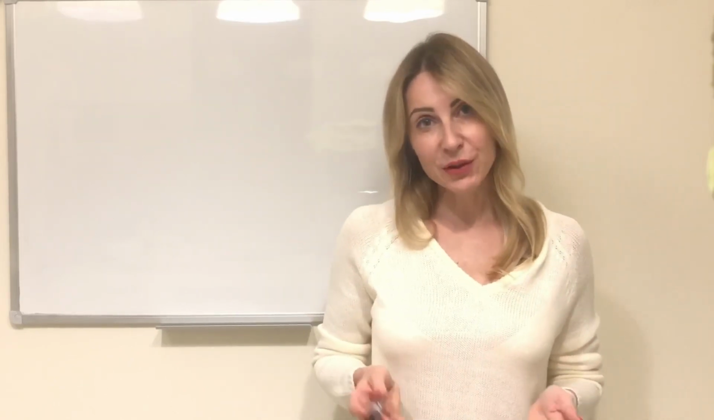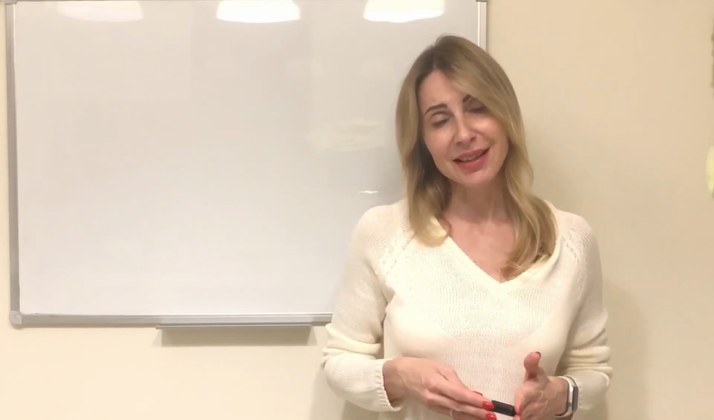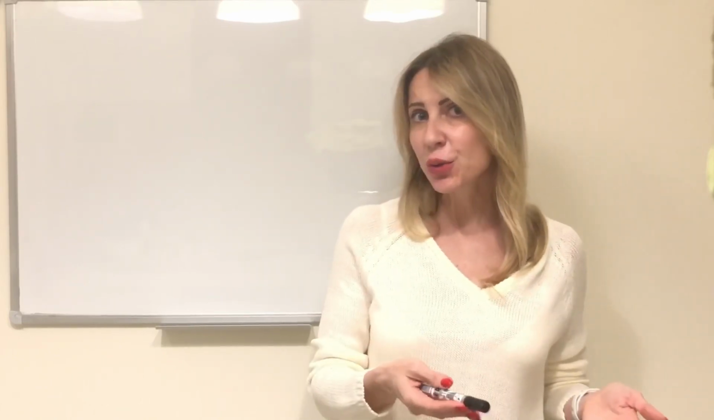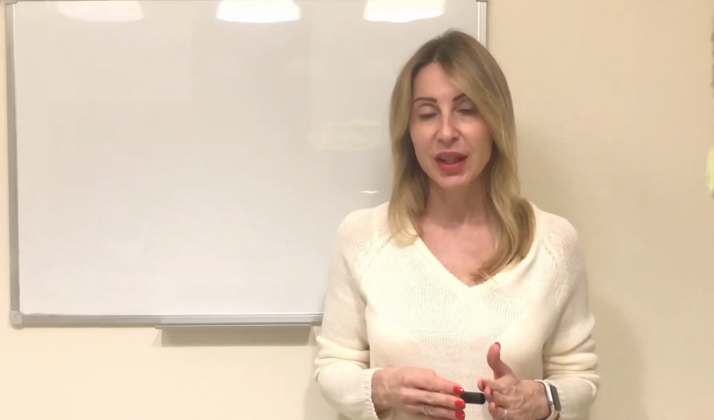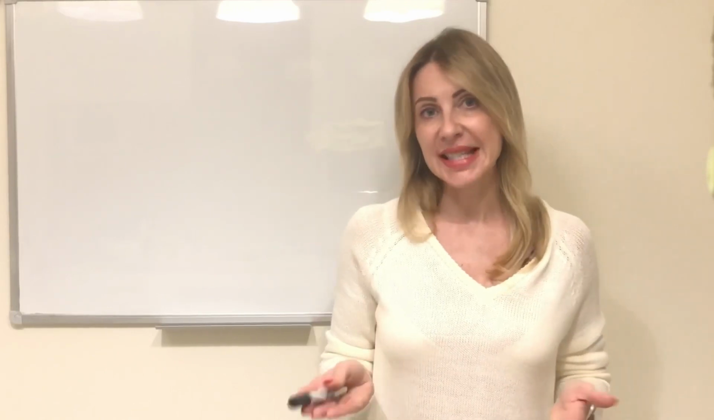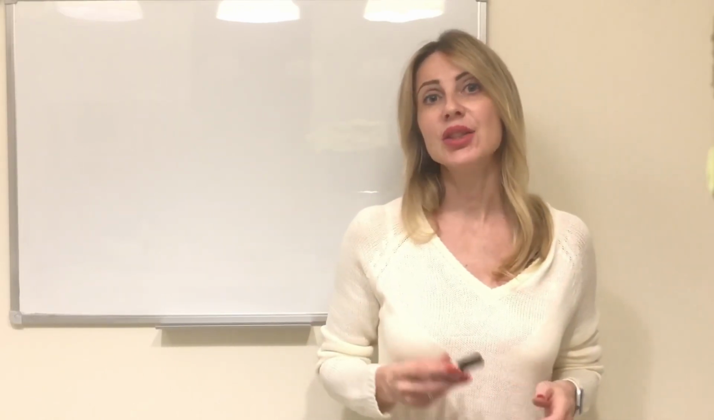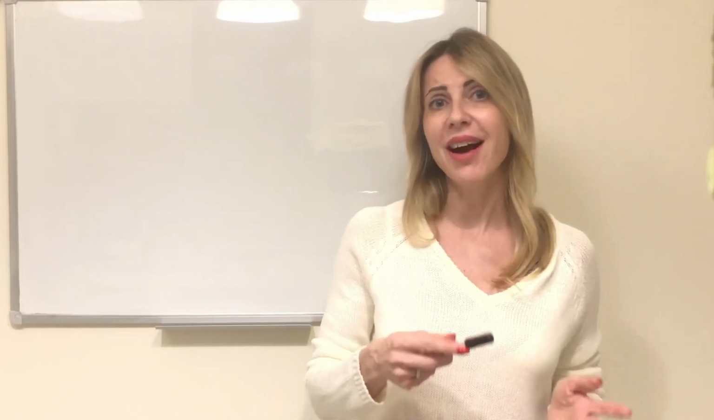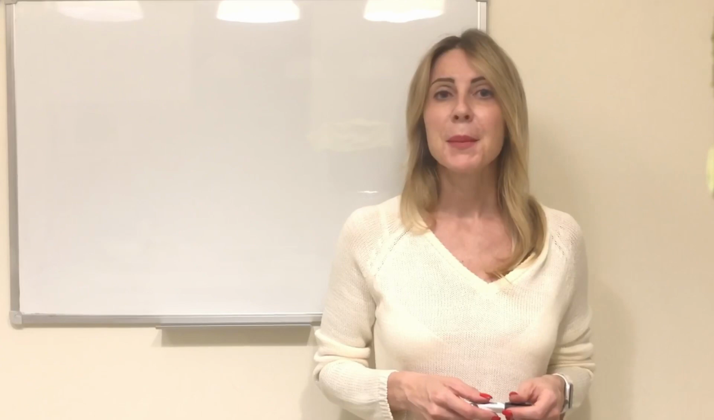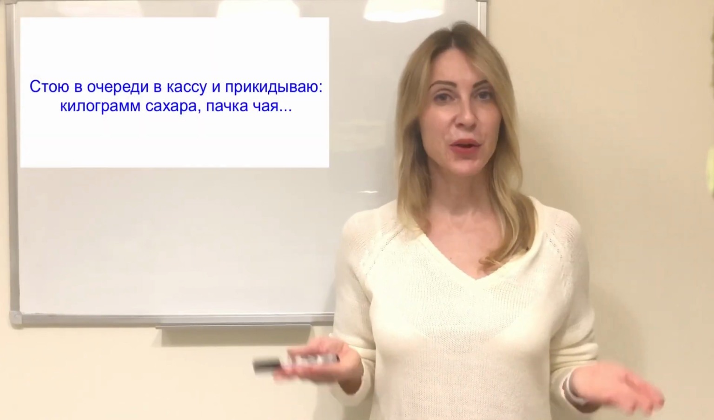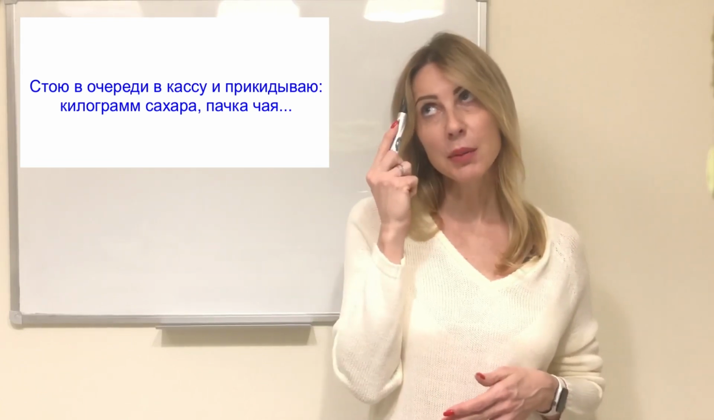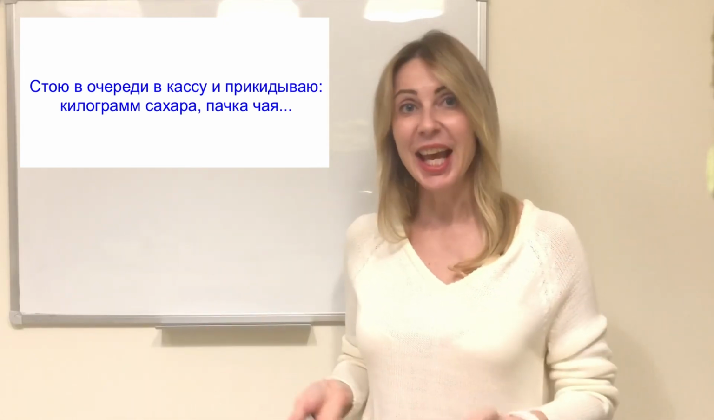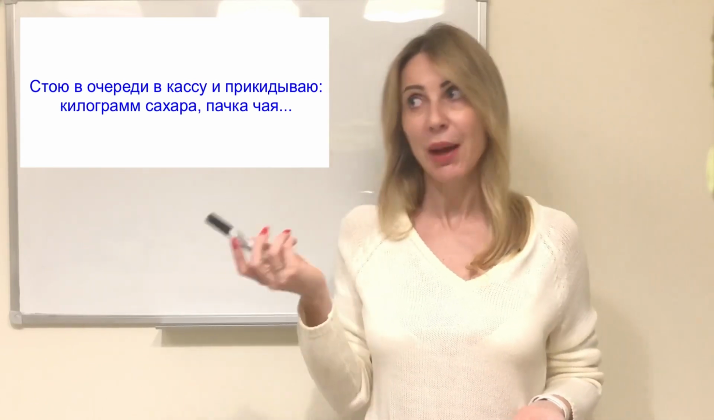So, the use of the partitive genitive in у, ю is decreasing, and а, я are now possible in all meanings and styles. Чашка чаю, чашка чая, a cup of tea. With the commonest nouns like sugar, сахар, tea, чай, the genitive in у, ю is most likely to be found. However, even for such nouns, the partitive in а, я is usually acceptable. Пример. Стою в очереди в кассу и прикидываю. Килограмм сахара. Пачка чая. I stand in the line to the cash desk and calculate a kilogram of sugar, a packet of tea, and so on.